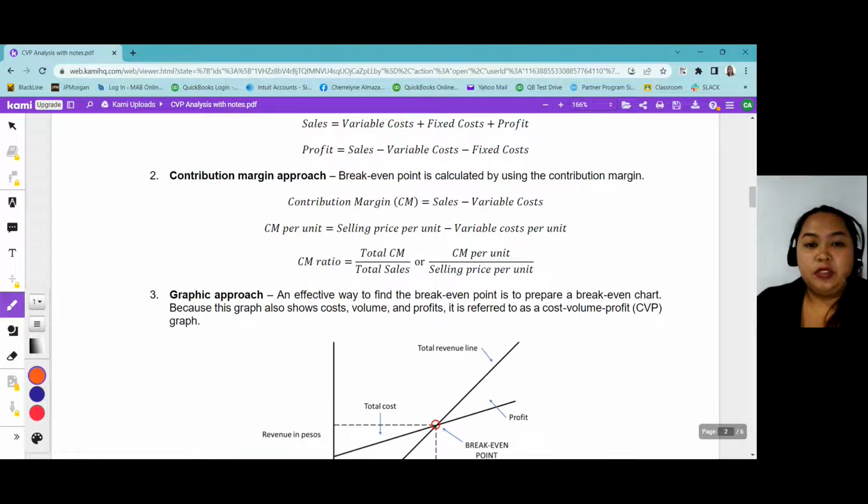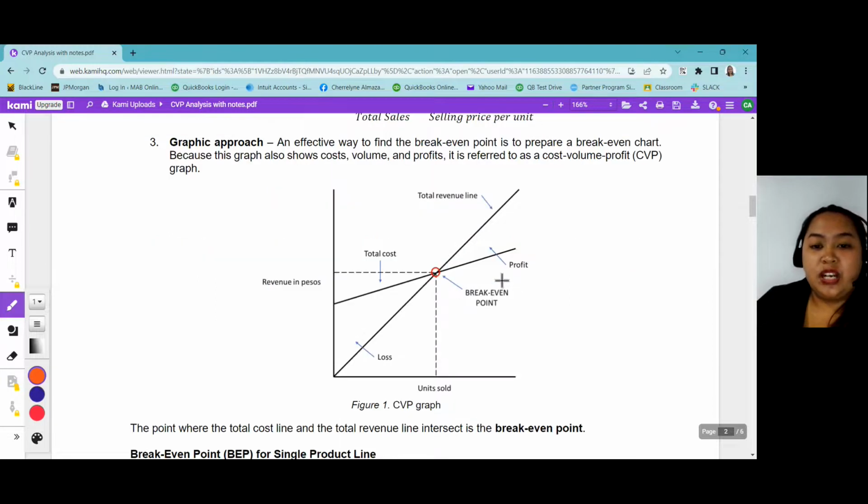To compute for the break-even point, meron tayong certain formula. So, napag-aralan natin kanina na ang contribution margin is equals to your sales less variable cost. Okay? Your contribution margin per unit is equals to your selling price per unit less variable cost per unit. And ang CM ratio natin is your total CM over your total sales. O pwede rin naman kung ang binigay sa inyo ay CM per unit at selling price per unit. Kasi your CM ratio represents kung ano ba yung percentage ng CM as to sales. Okay? And then third approach natin is yung graphic approach.